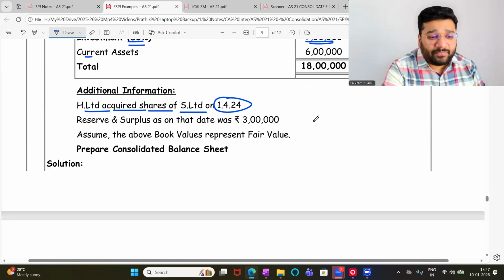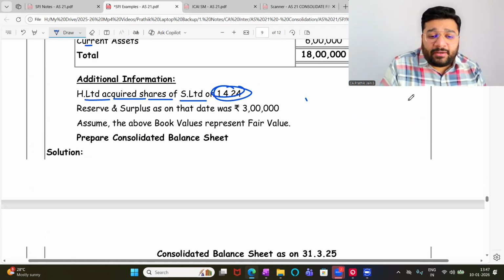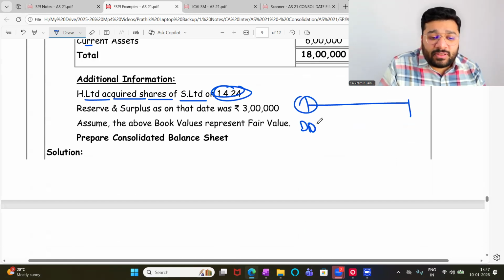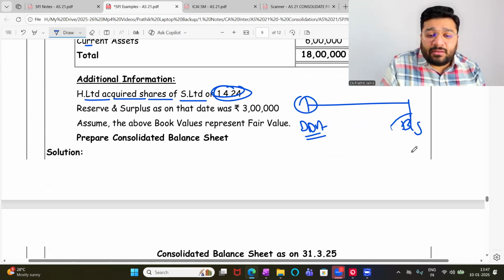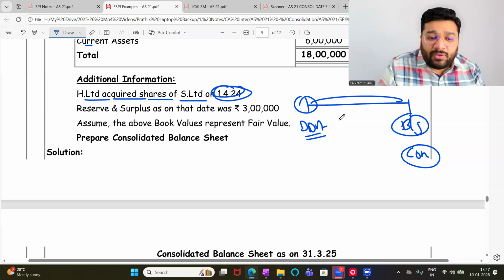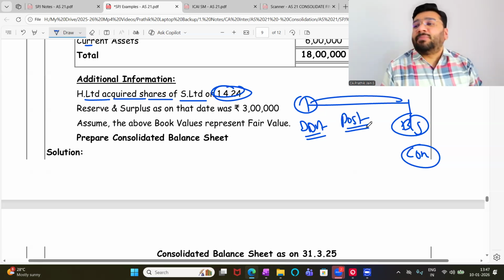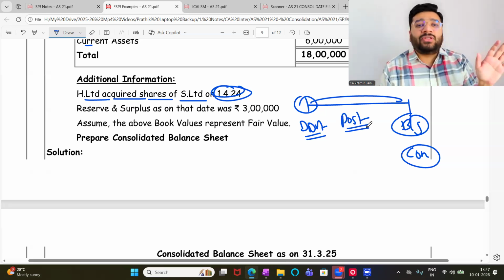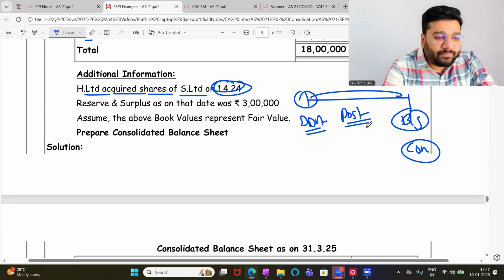Here, Lakshita, acquired 1/4/24. Date of acquisition here, balance sheet date here, consolidation here. In between, what will come? Post-acquisition profit will come into the picture. Same question with post-acquisition profit.